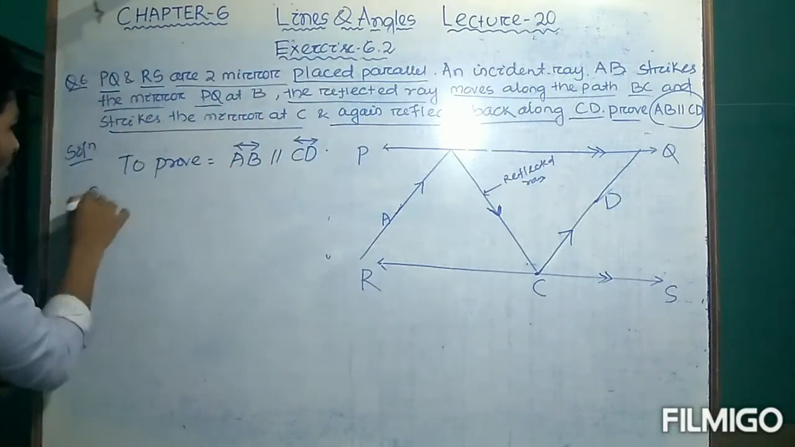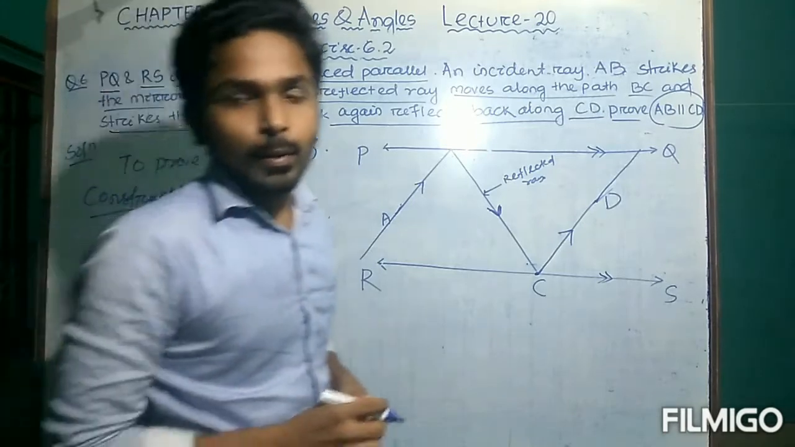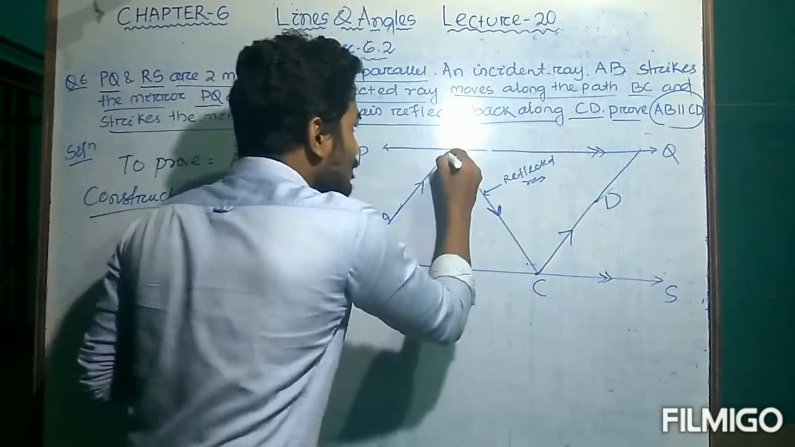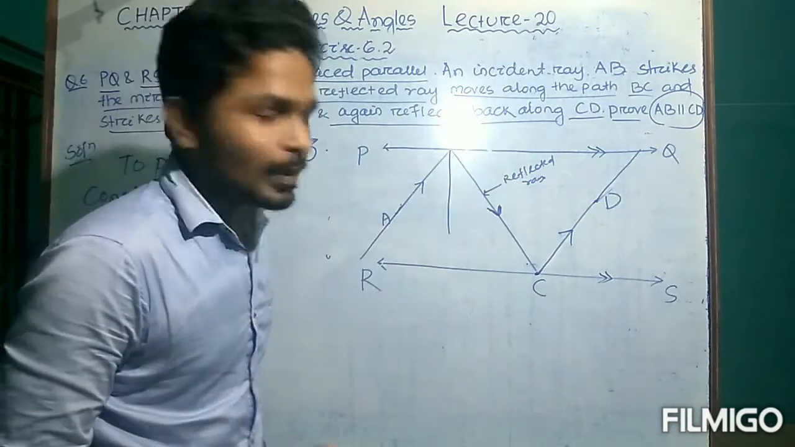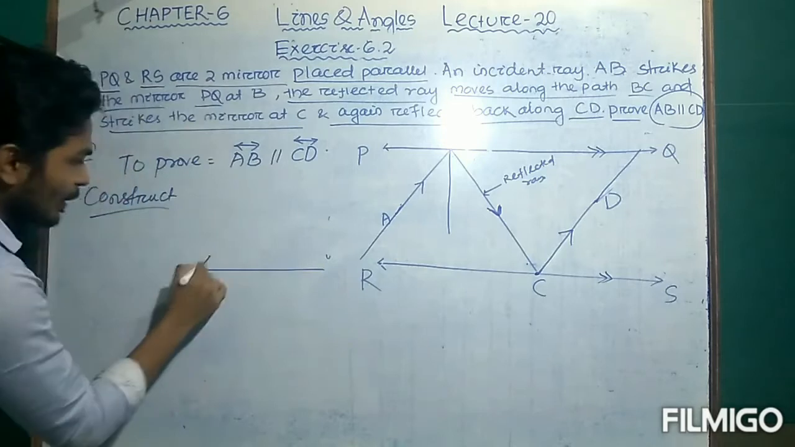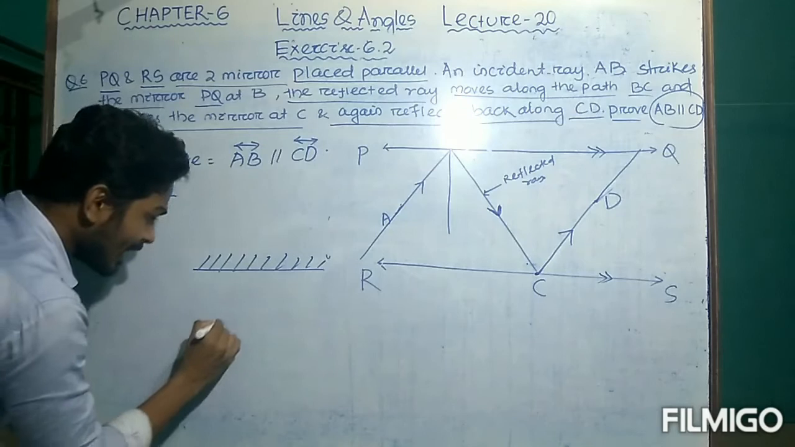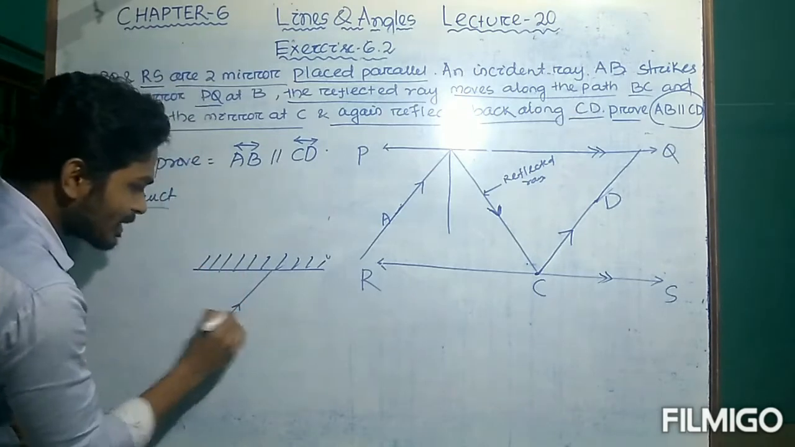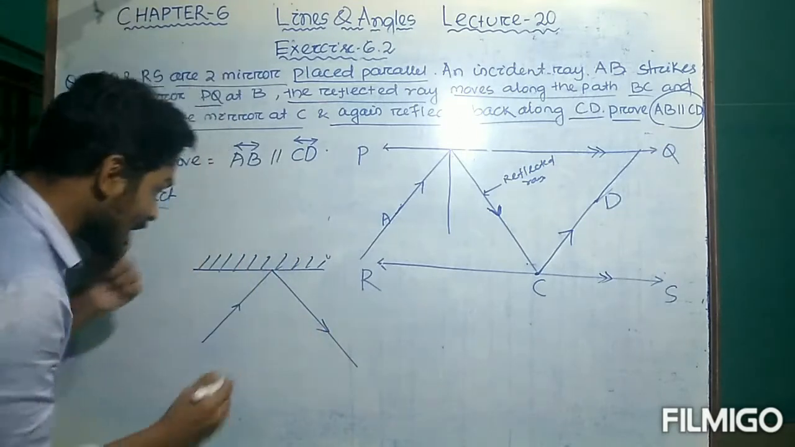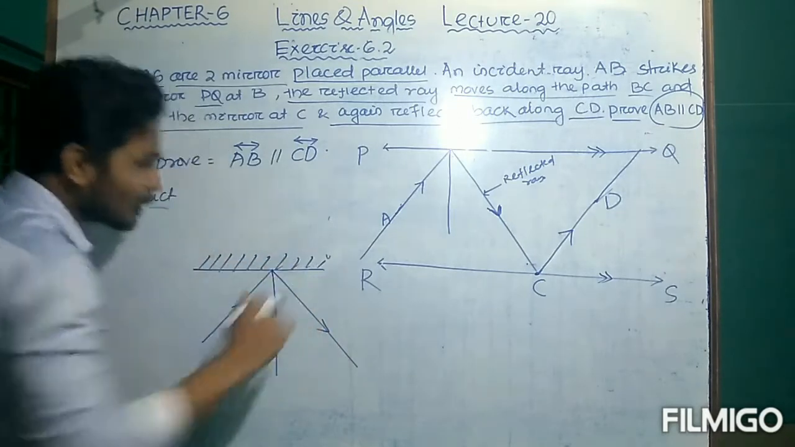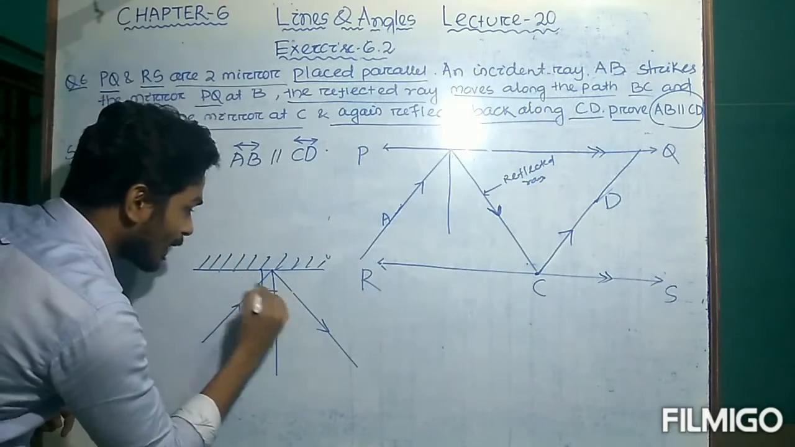In order to prove this, we have to construct a normal. What is a normal? A normal is a line which is perpendicular to the mirror. Suppose this is the mirror. Whenever a ray falls on it, it is known as the incident ray. Then it will be reflected back in this direction. Now the normal is a line which is perpendicular to the mirror. If this is the mirror, then this is the normal, which is perpendicular to the mirror.